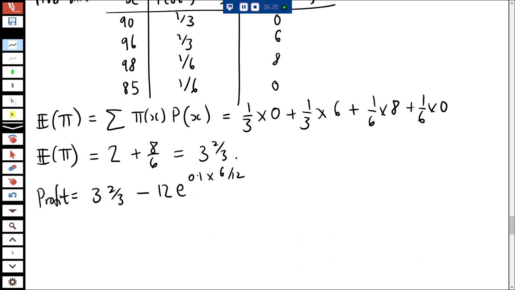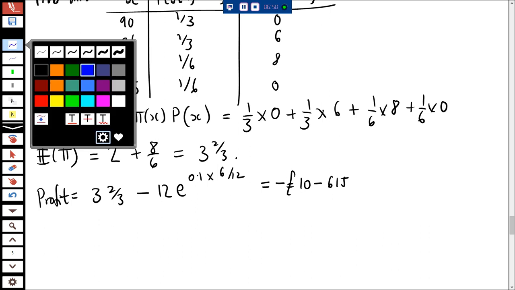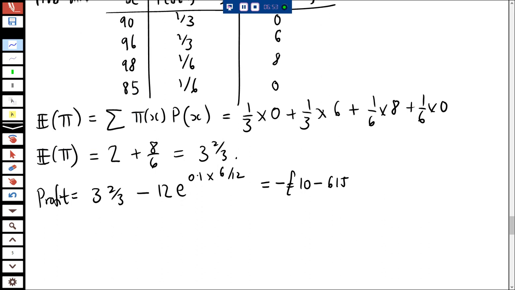So the profit, or the expected profit, using this distribution. Okay, so let's crunch the numbers. I believe from a previous calculation I did a while ago that this is a loss of £10 and 61.5p. Okay, I'm going to finish this off by putting it in a box, make it nice and clear, and that completes the question.